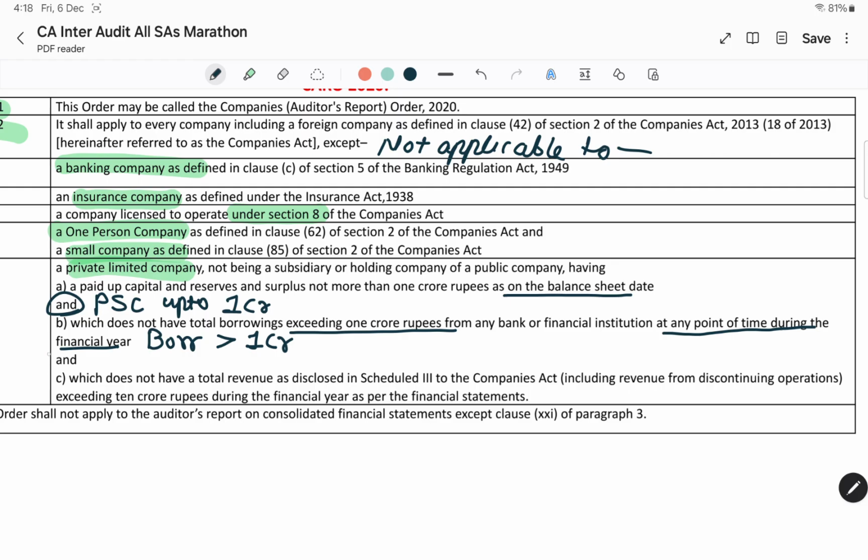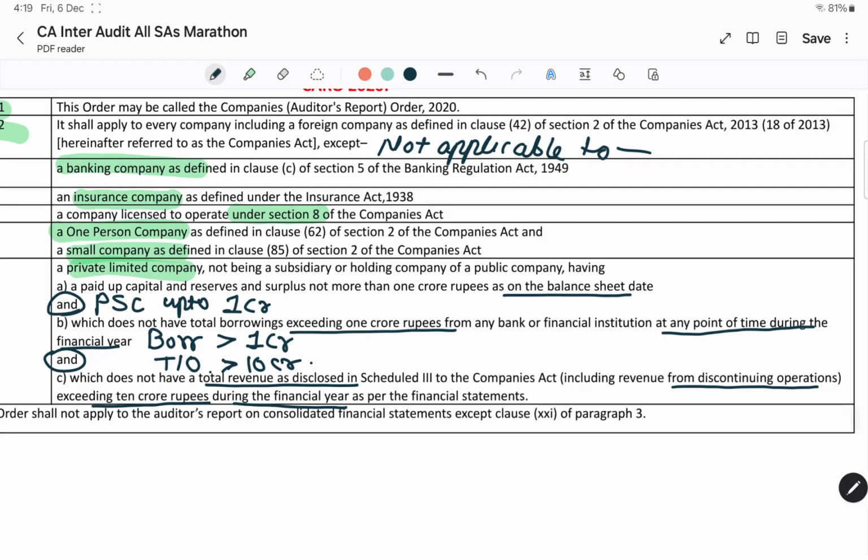And remember, all three conditions have to be fulfilled, which does not have a total revenue as disclosed in Schedule 3 of the Companies Act, including revenue from a discontinuing operation, exceeding 10 crore during the financial year as per the financial statement. That means turnover.